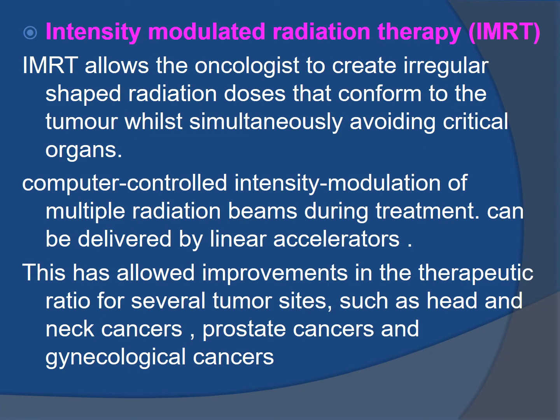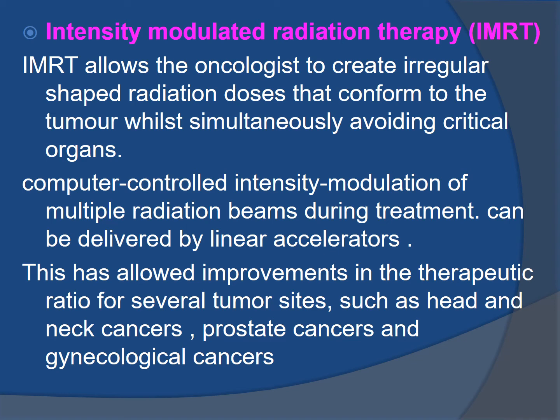Intensity modulated radiation therapy, or IMRT. IMRT allows the oncologist to create irregularly shaped radiation doses that conform to the tumor while avoiding critical organs. Computer controlled intensity modulation of multiple radiation beams during treatment can be delivered by a linear accelerator. This has allowed improvement in therapeutic ratio for several tumor sites, such as head and neck tumors, prostate cancer, and gynecological cancer. In other words, intensity modulated radiotherapy is similar in technique to 3D radiotherapy.